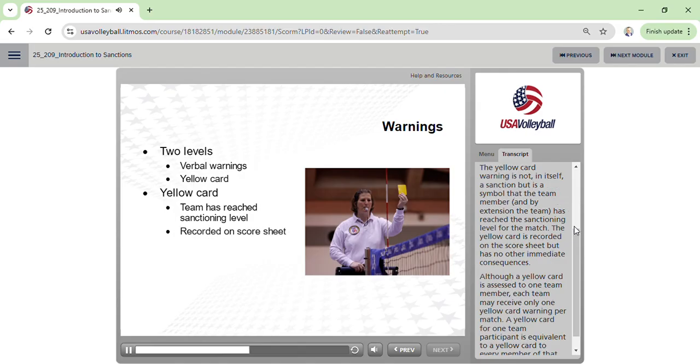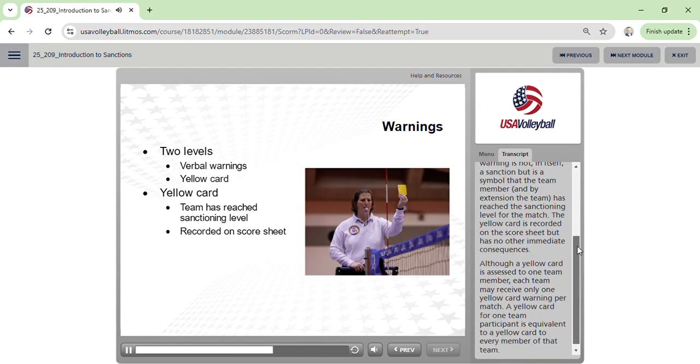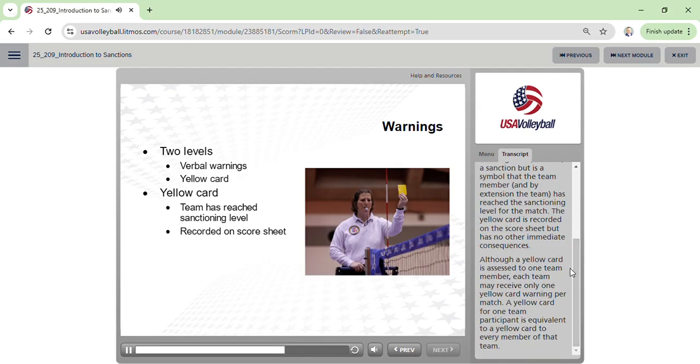The yellow card is recorded on the score sheet, but has no other immediate consequences. Although a yellow card is assessed to one team member, each team may receive only one yellow card warning per match. A yellow card for one team participant is equivalent to a yellow card to every member of that team.